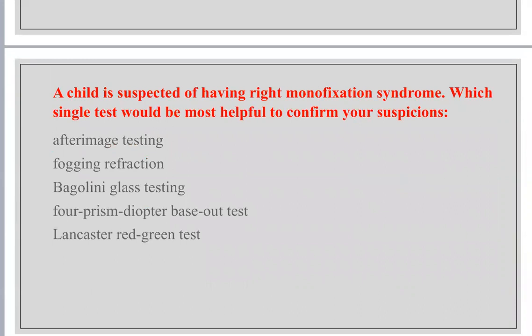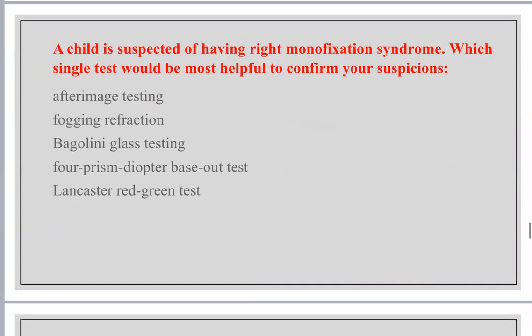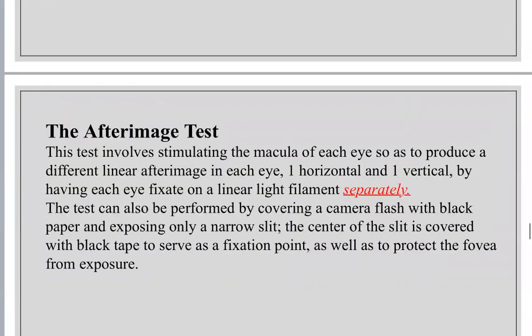And also, according to the American Academy, this is the least reliable one, least reliable. A child is suspected of having right monofixation syndrome, which single test would be most helpful to confirm your suspicion? Here, because it is a child, you must do the objective one, which is the only objective one, the 4 prism diopter base out test. All of these, after image and fogging and Bagolini, are very good, but they are not objective, they are subjective, so you cannot rely on them in a case of a child.